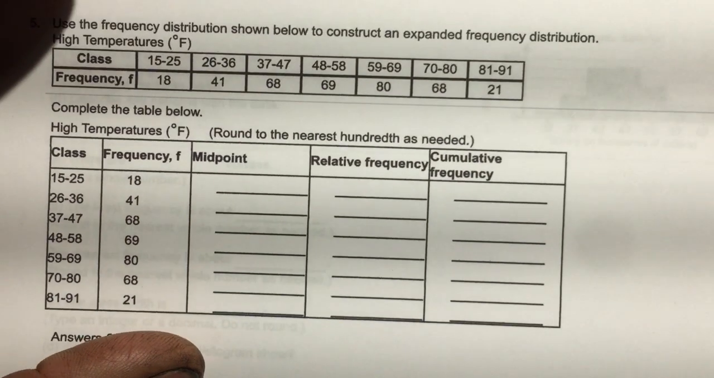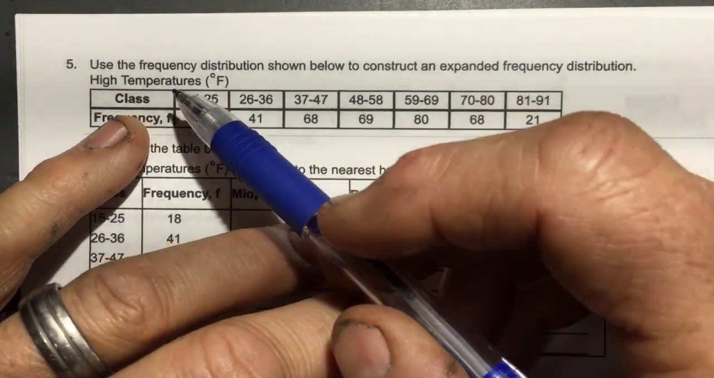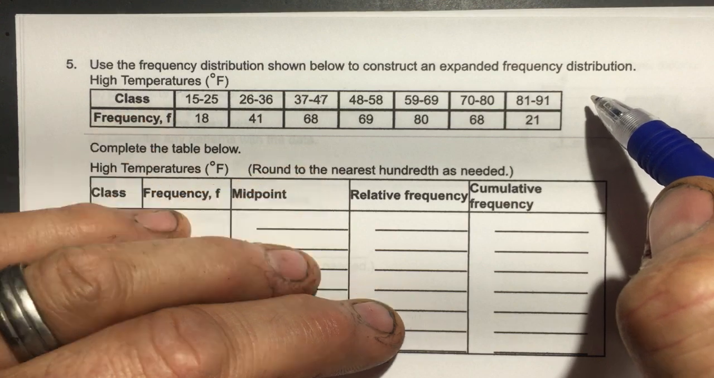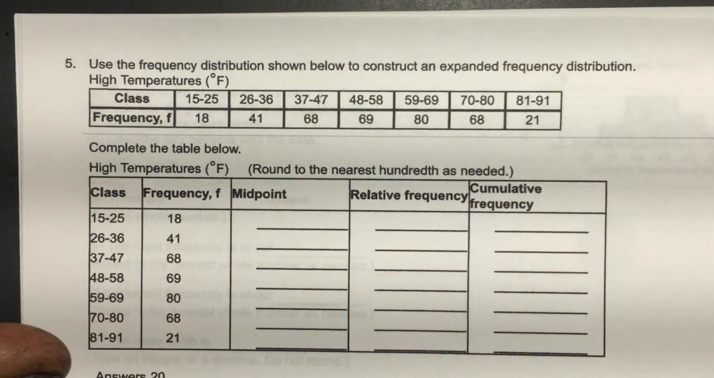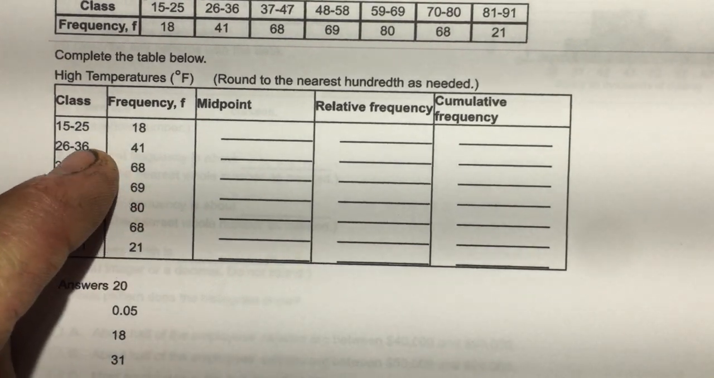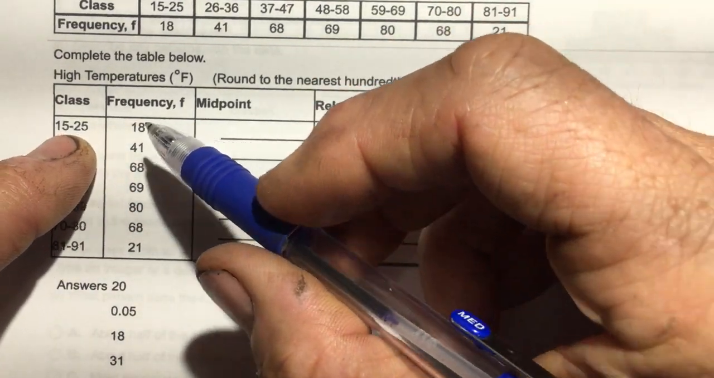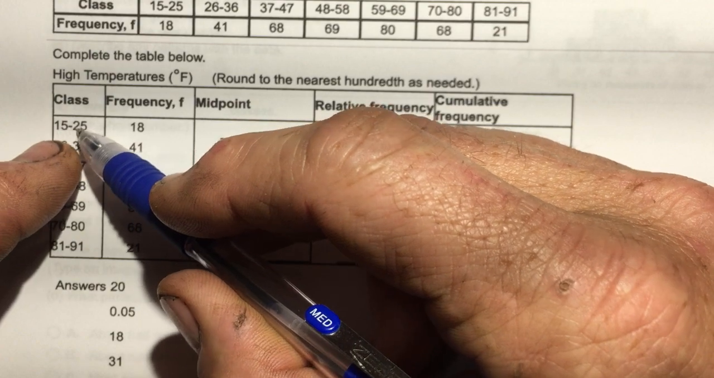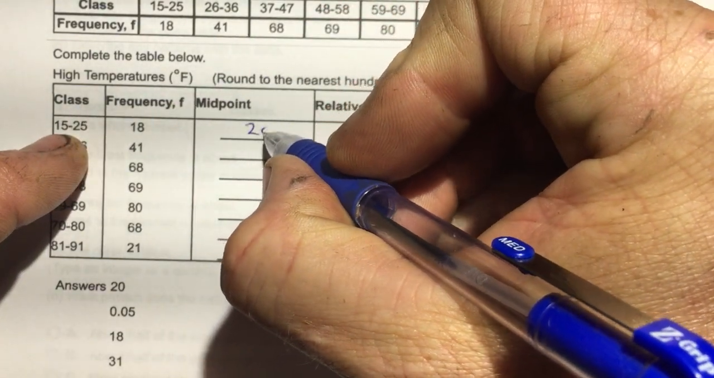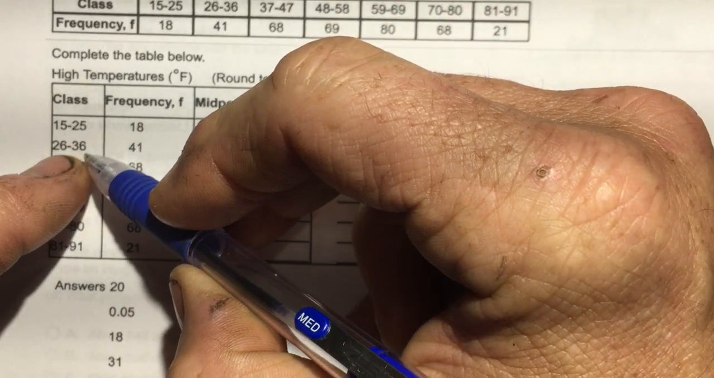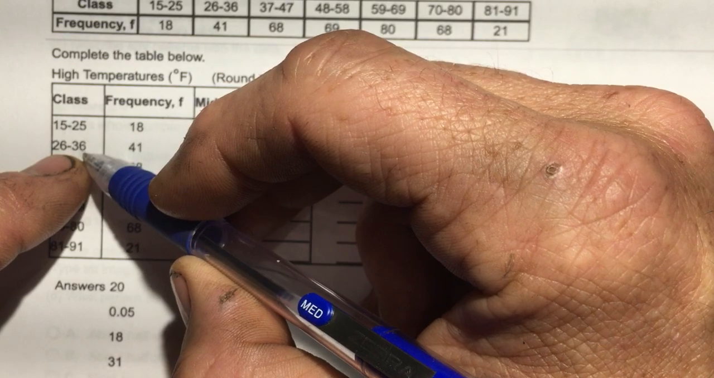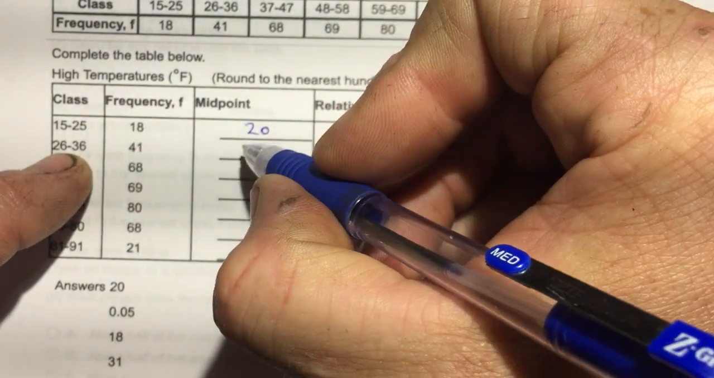All right, so here's a problem. It says use the frequency distribution shown below to construct an expanded frequency distribution. Okay, kind of like what we just did a minute ago. All right, so the midpoint, I add these together. So 25 plus 15 would be 40, divided by 2 is 20. 36 plus 26 would be 62. Divided by 2 is 31.